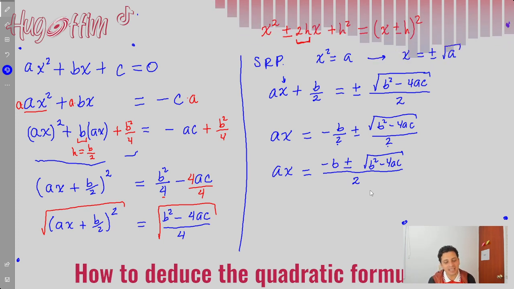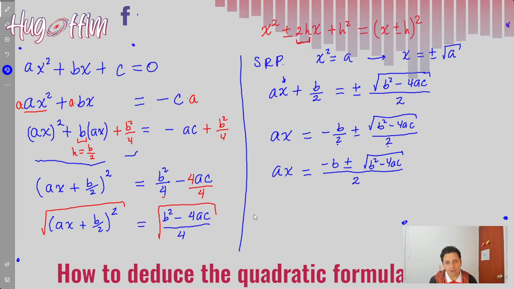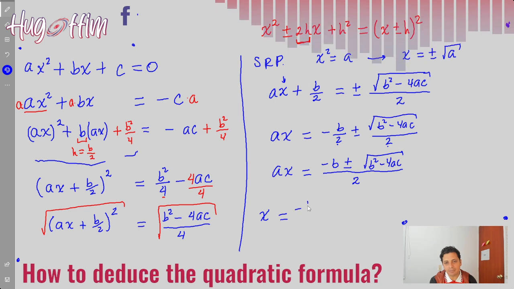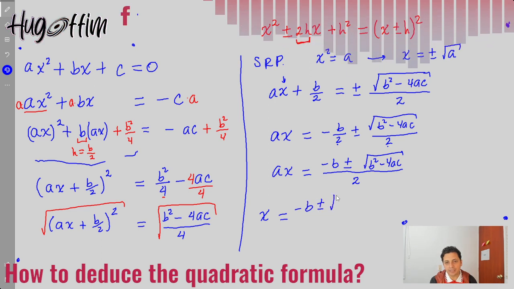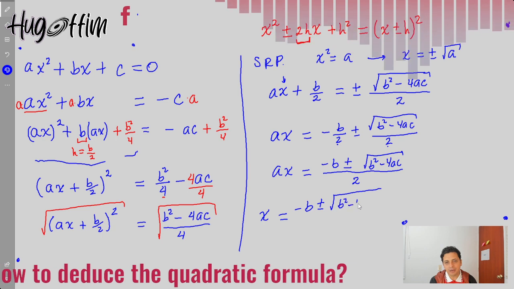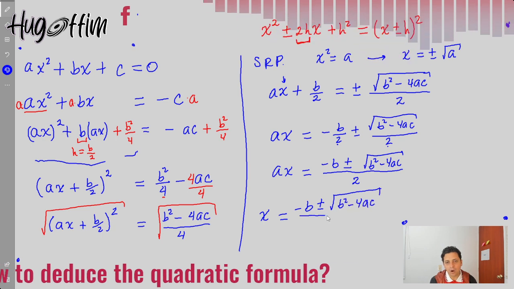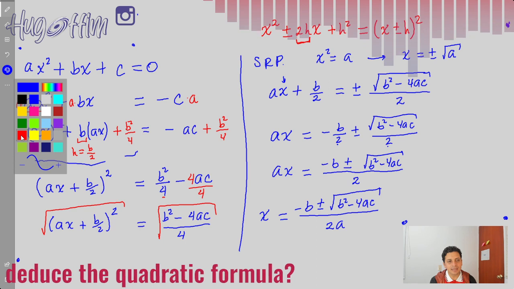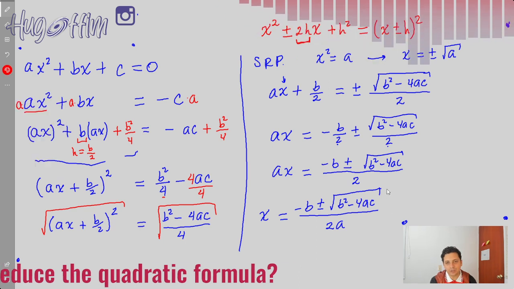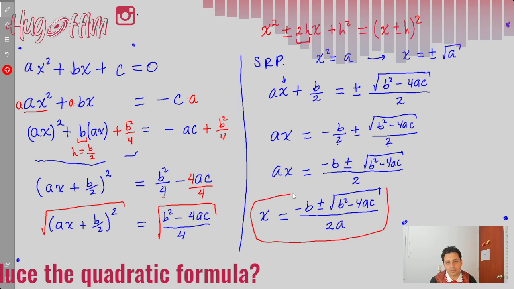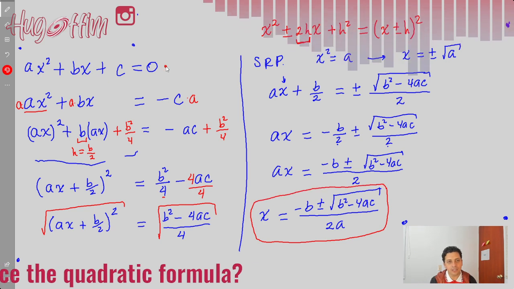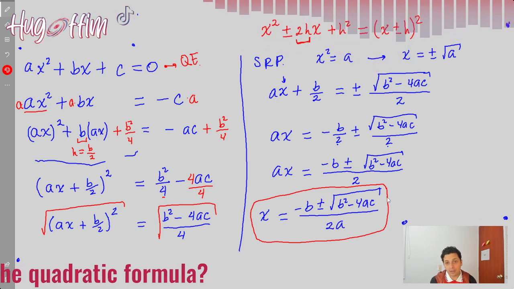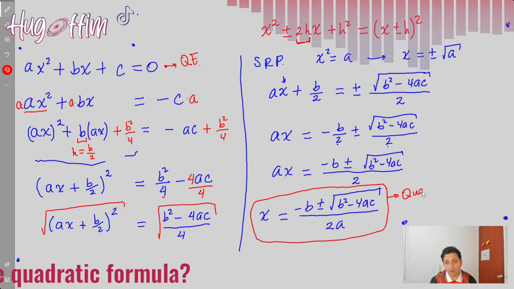We're just generalizing information. And to finish our formula, we just need to divide by a both sides of the expression. So I'm going to get minus b, positive or negative, b squared minus 4ac over 2a. And this is the end. This is the solution that we have. It means that this equation, that is a quadratic equation, is solved by this formula that is called the quadratic formula.